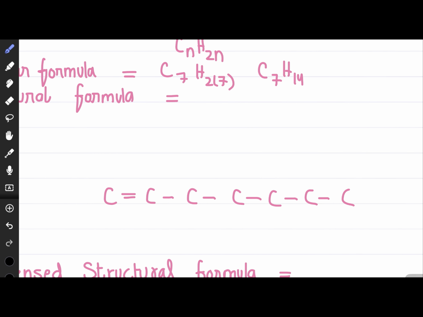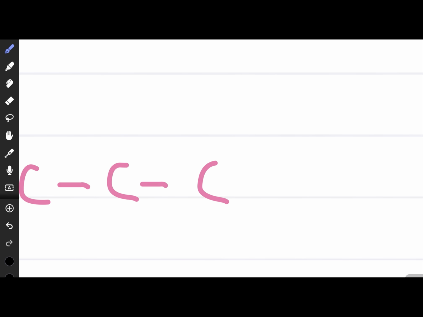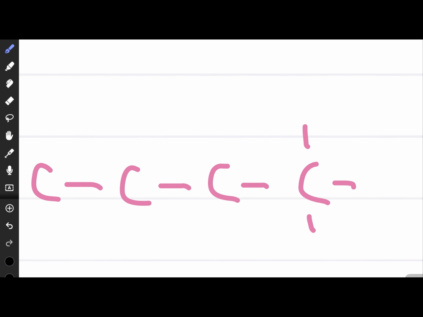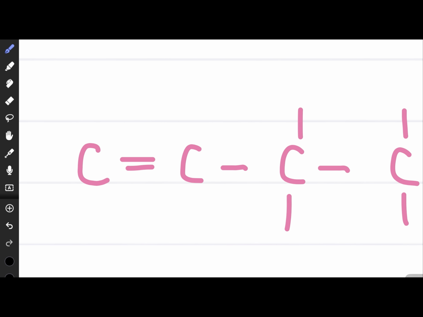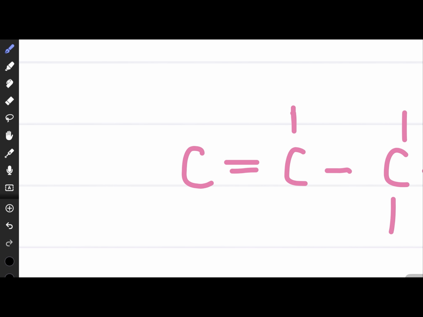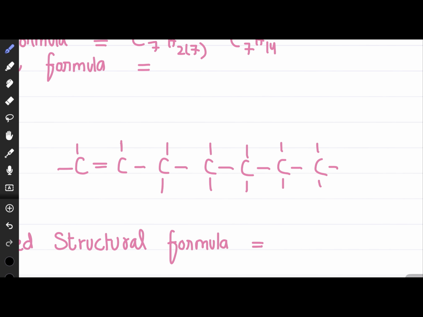Now let's complete the 4 bonds of each C. Let's start from here. It has 1 bond already made, so let's complete the rest 3. Let's complete the rest 2 of it. The rest 2 of these 2. And it has 3 bonds already made, so we're going to just draw the last 1 bond of it. And it has 2 bonds already made, so we're going to just complete the rest 2. And this is how we've completed all of the bonds.